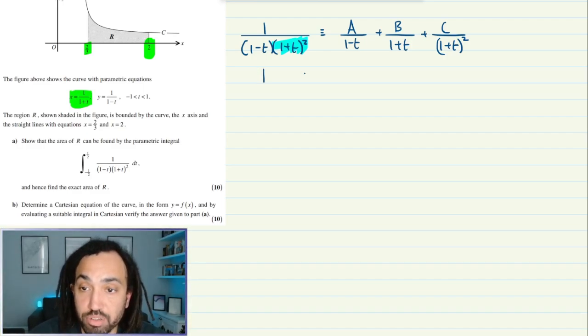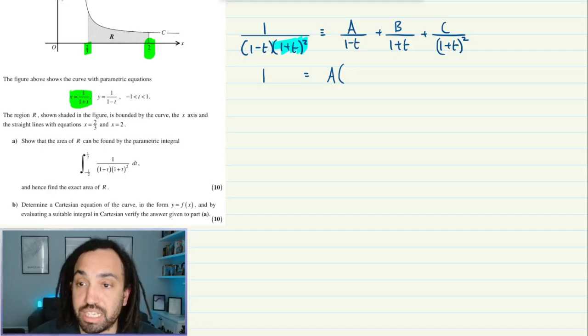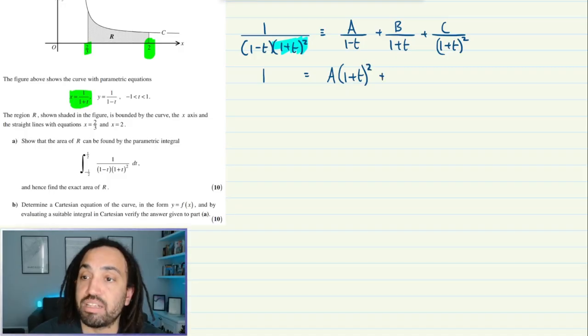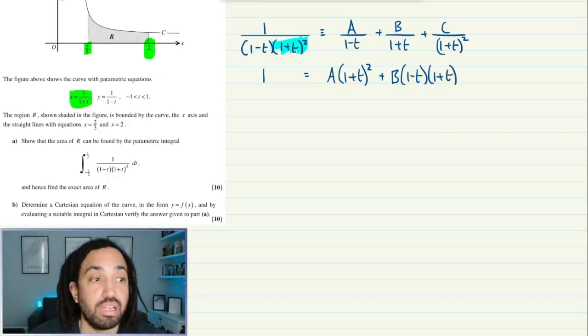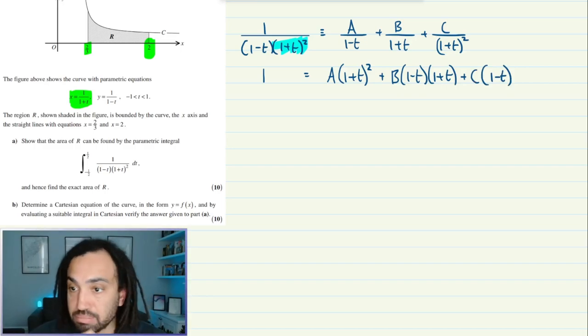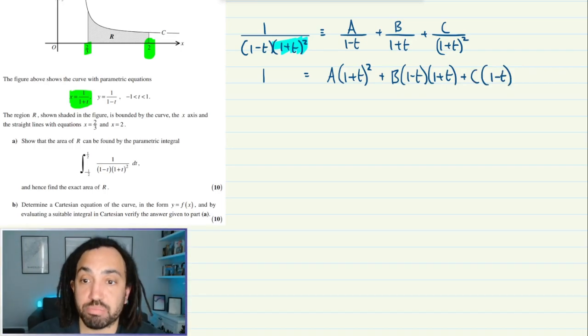Then we multiply through by the denominator on the left, and that's going to cancel this denominator here, 1 minus t, and it's also going to give us an extra (1 plus t) all squared. And then multiplying through here gives me b, and it's going to give me (1 minus t)(1 plus t). And then when we multiply through with the c, it's just going to give me 1 minus t. Lovely.